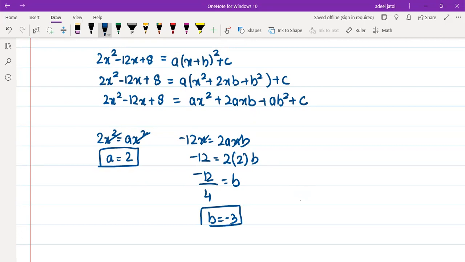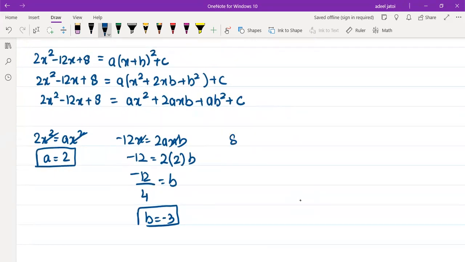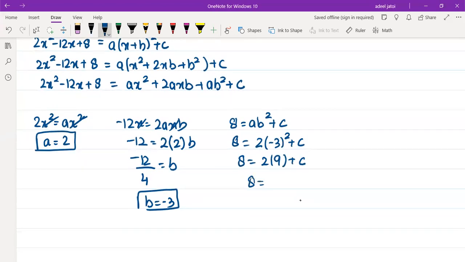Similarly, we have 8 and the constant represented by variable is ab square plus c. So a is 2, b is minus 3 square plus c. 8 is equal to 2, 9 plus c. So that means 8 is equal to 18 plus c. Value of c will be minus 18.